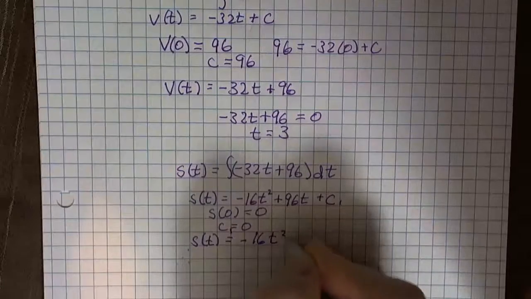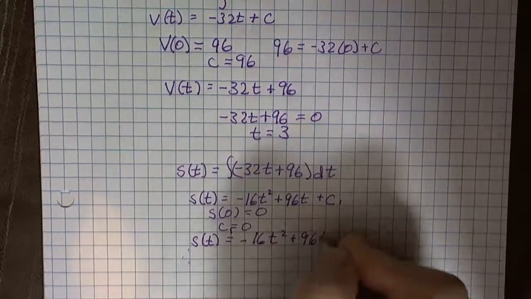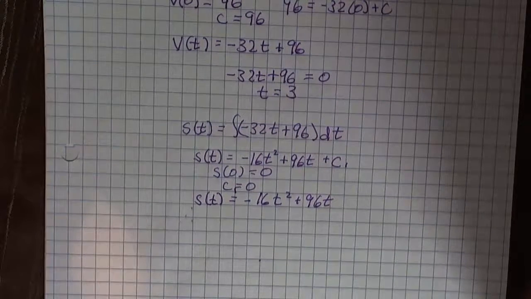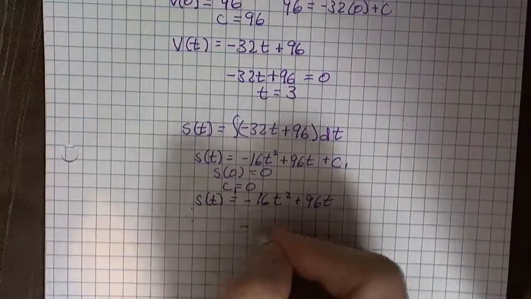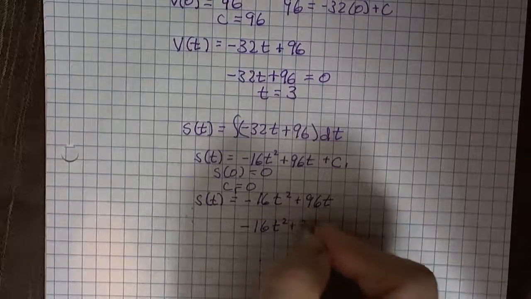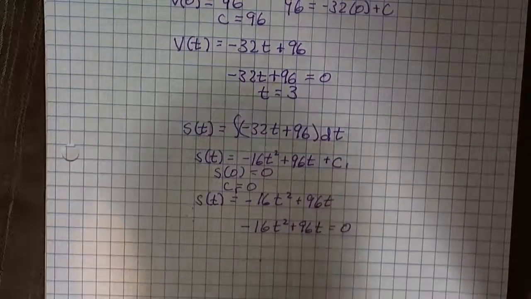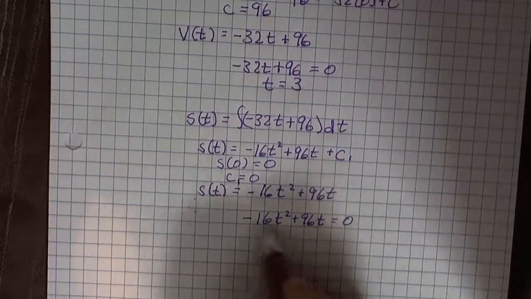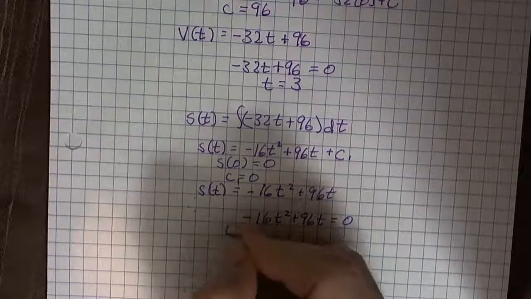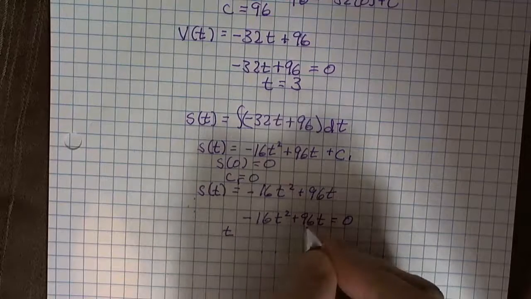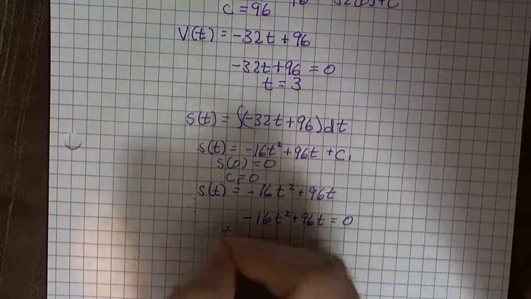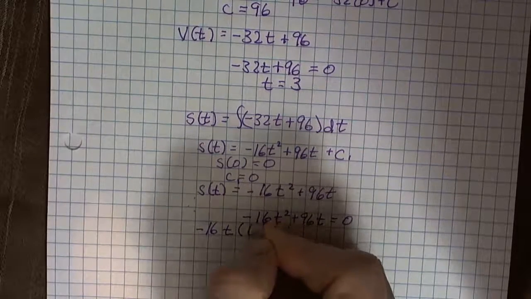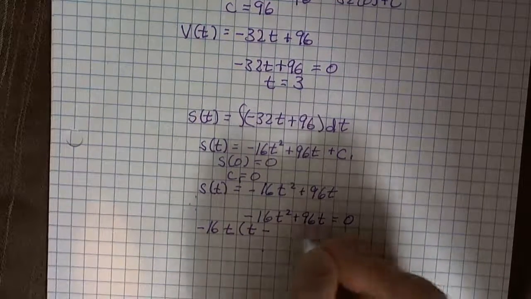It's negative 16t squared plus 96t. And now, let's suppose we want to say, when is that ball going to hit the ground? Well, that ball is going to hit the ground whenever negative 16t squared plus 96t equals 0. And we can solve that, one way is just by factoring. We can factor out the t, and actually I could factor out the negative 16, so I get negative 16t, and let's see here, this would be t minus 6, right?